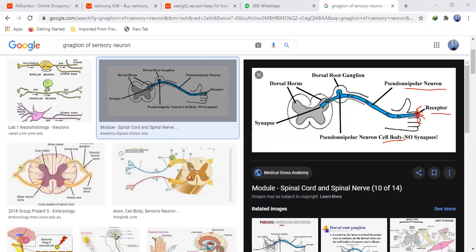Can anybody recognize the picture I have drawn here? Tell me what I am marking in the picture.